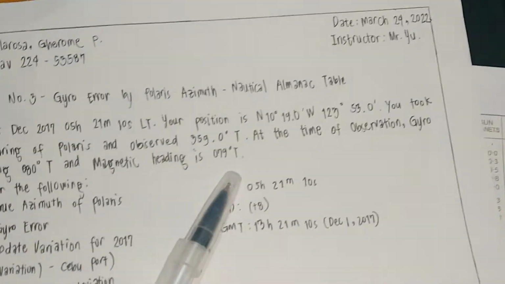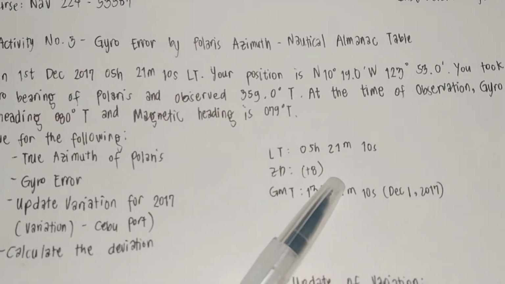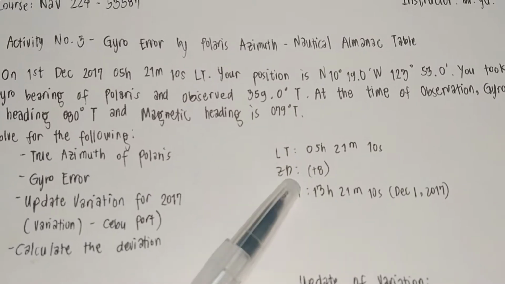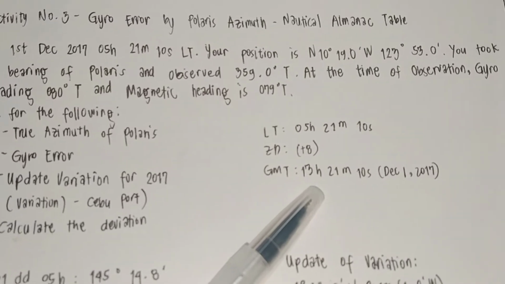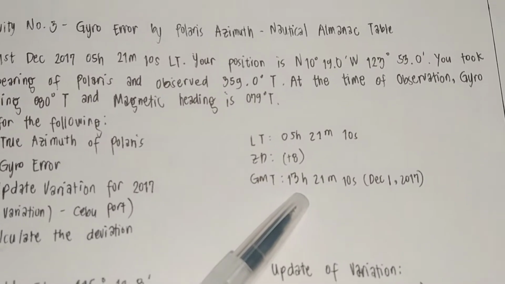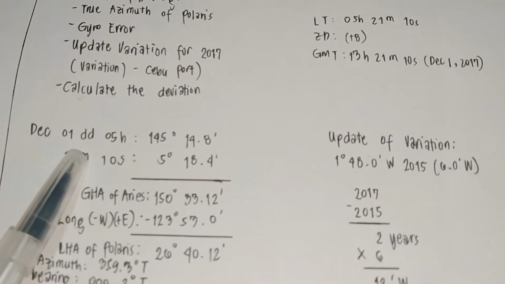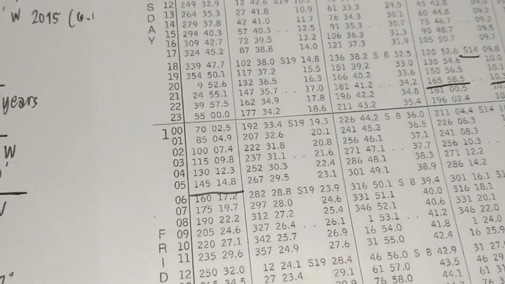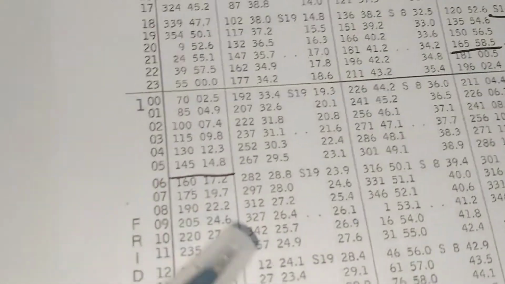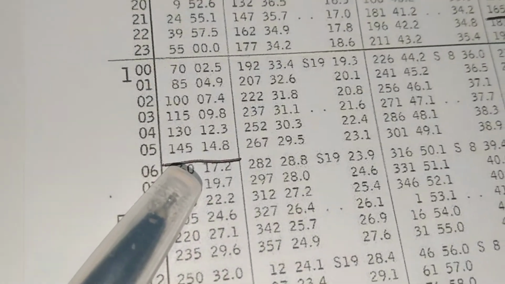003.3 degrees east. So first we have to find our local time, which is 05 hours 21 minutes and 10 seconds. Since our zone difference is +8, we just have to add it. So 13 hours 21 minutes and 10 seconds on the 1st of December 2017. So here we do have the first day of December. So we just have to find it in our almanac table. So it's the 1st of December, and I already underlined it since it's 500 hours. So we do have 145 and 48.